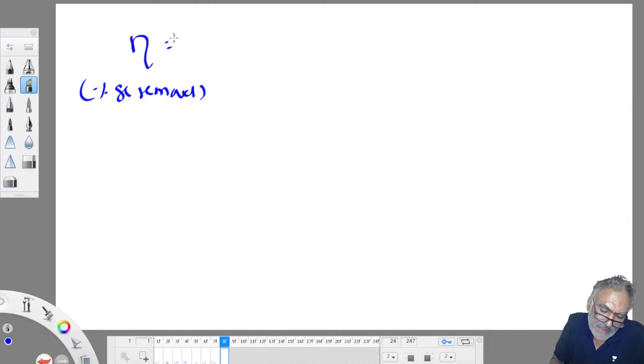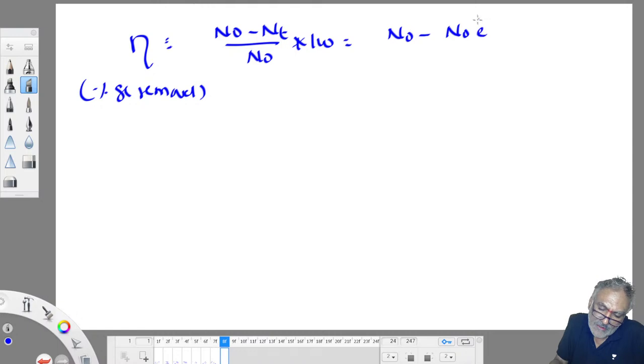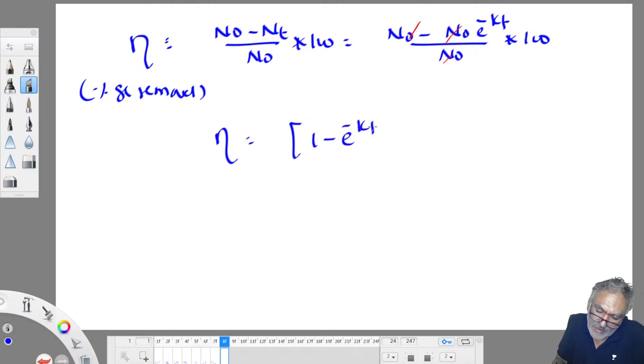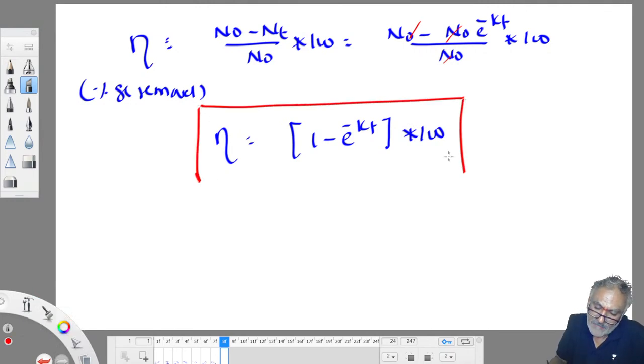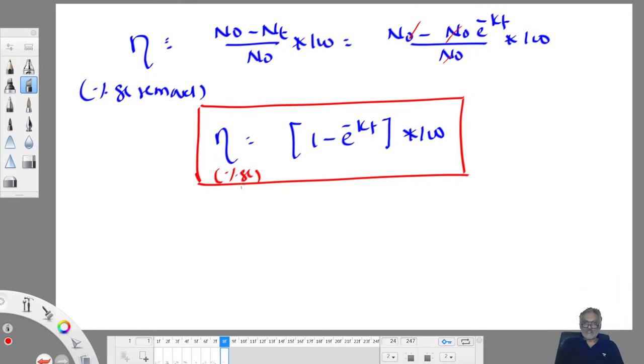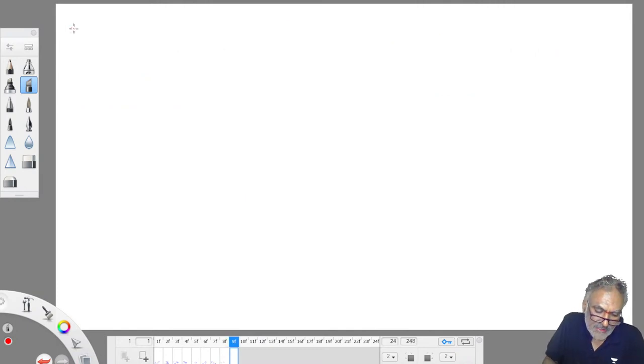Efficiency expressed in percentage is equal to n0 minus nt by n0 into 100. We substitute nt in terms of n0: n0 into e power minus kt by n0 into 100. If I cancel all n0s, then I can write efficiency of the system is equal to 1 minus e power minus kt, into 100. Using this expression also you can find percentage removal or efficiency. You get it in percentage. So this is how we can work out many things. Let us try to solve one question using this expression, so that you become familiar with related questions.